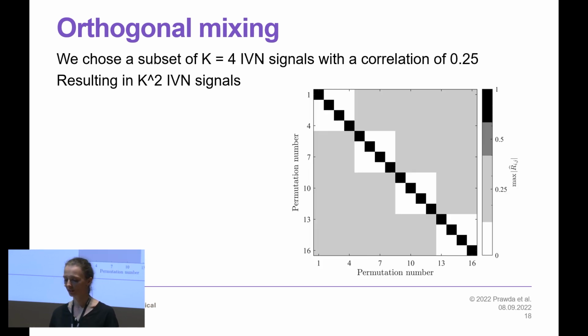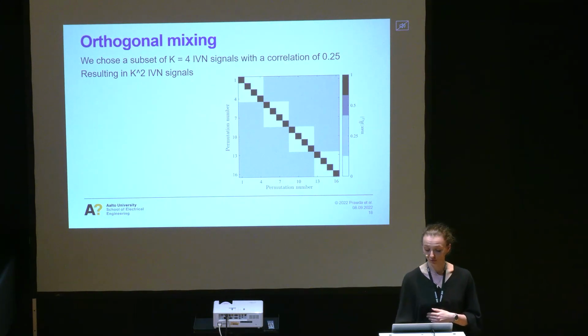To check the correlation of the signals after the orthogonal mixing, we chose a subset of 4 IVN signals that had the maximum correlation of 0.25, and then we orthogonally mixed them with this Hadamard matrix, and we got K squared, or 16, IVN signals. And as you can see from this matrix of correlation, most of the time we have this 0.25, so yes, the correlation did not increase, but also we have some wide regions here, which means that the correlation is actually either 0 or very close to it.